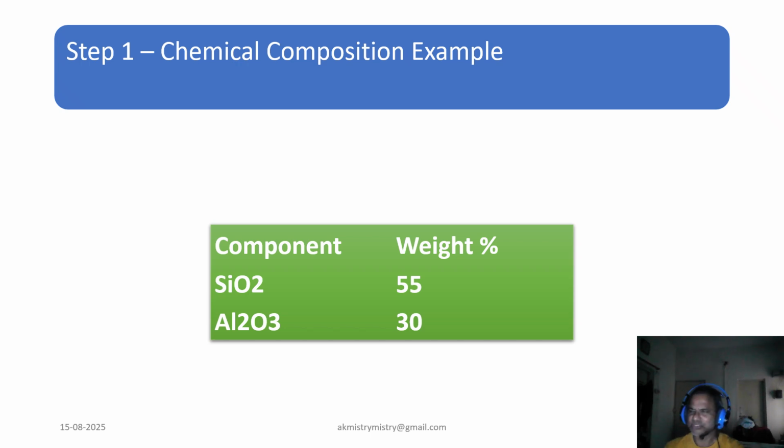Now, as is shown, step 1 is the chemical composition as given. So, let's consider an example where the raw material contains 55% silicon dioxide and 30% aluminum oxide, Al2O3, by weight. We'll calculate moles from these data to understand the silicon and aluminum content.